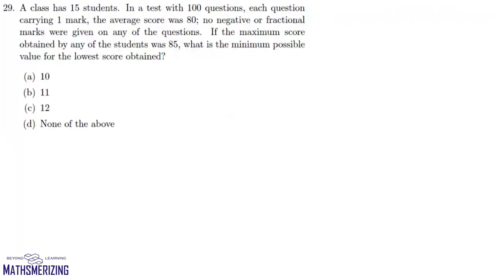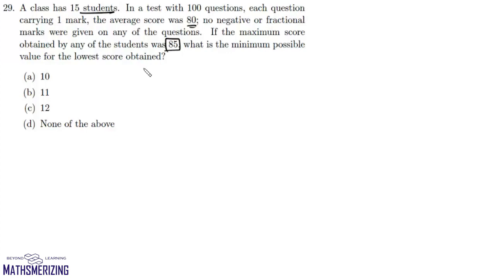Option D. Now question number 29 is, a class has 15 students in a test with 100 questions, each question carrying 1 mark. The average score was 80. No negative or fractional marks were given on any of the questions. If the maximum score obtained by any of the students was 85, then what is the minimum possible value for the lowest score obtained?